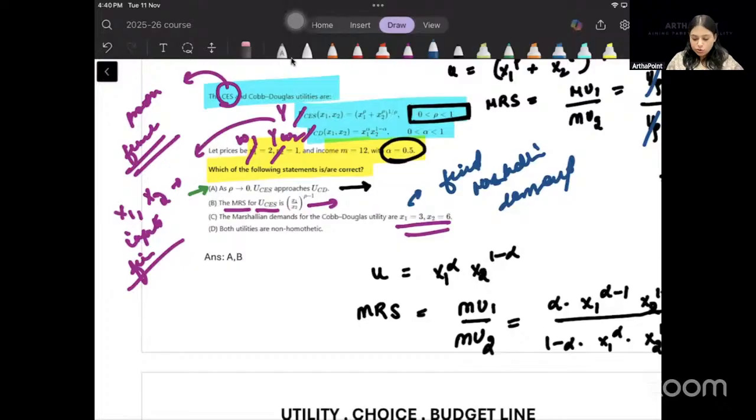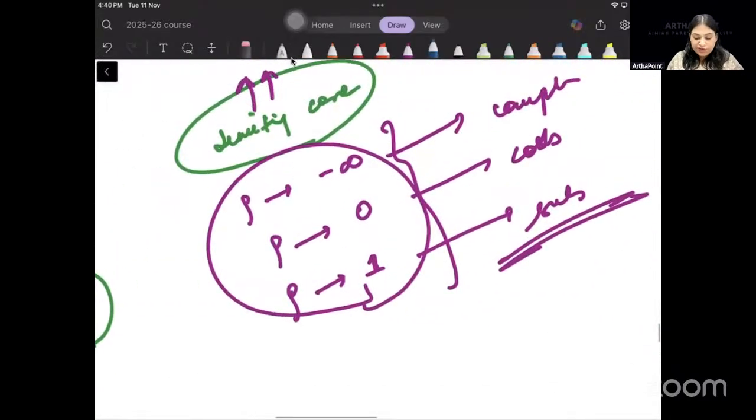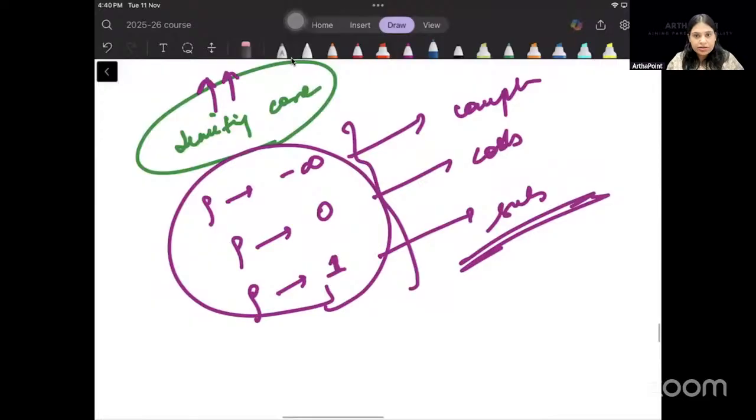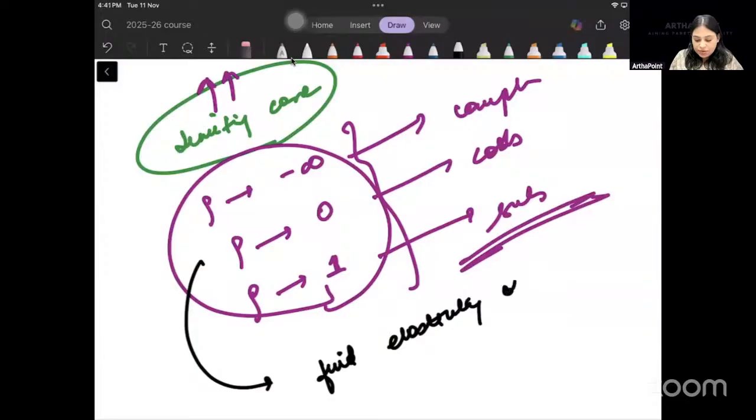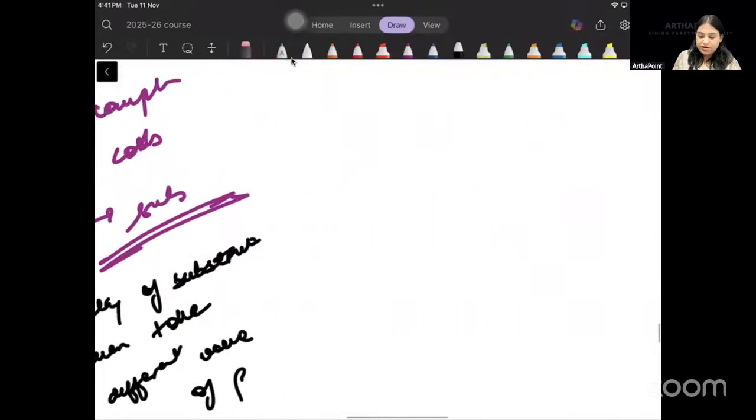So I don't want you to copy the chart from here. It would be an incomplete chart that you will be making. I want you to go ahead and find the elasticity of substitution and then take different values of rho, right? So go back to the lecture that we did.